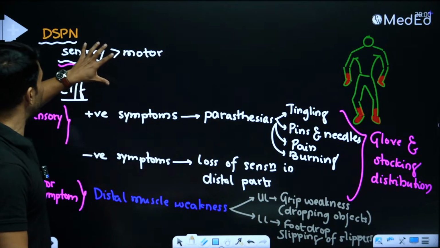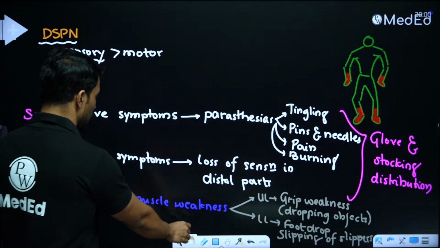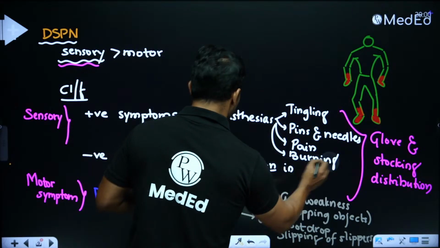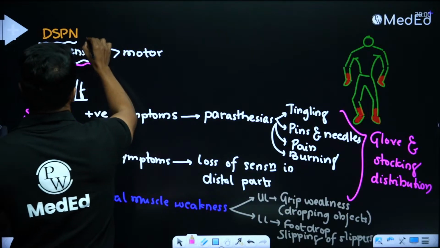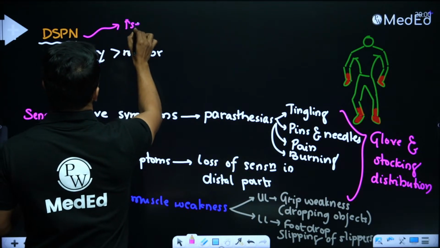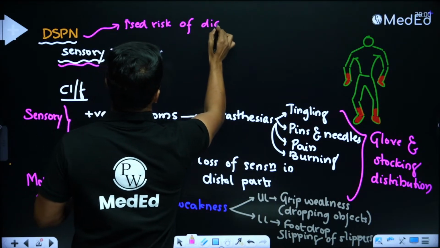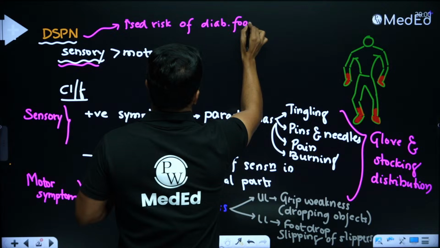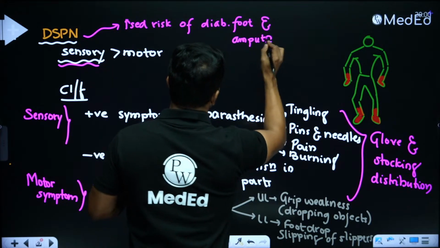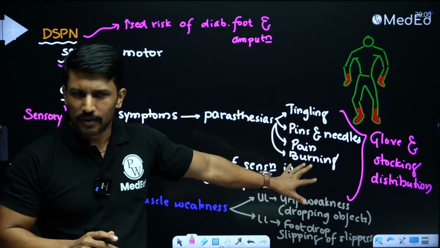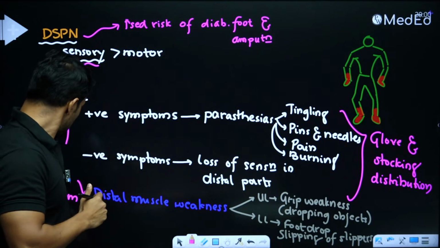So the presence of diabetic neuropathy is associated with an increased risk of diabetic foot and amputations. I need to handle it not just because the patient is experiencing bothersome symptoms, but also to protect his limb from being chopped off in the future.